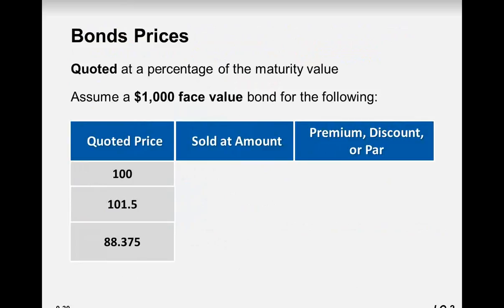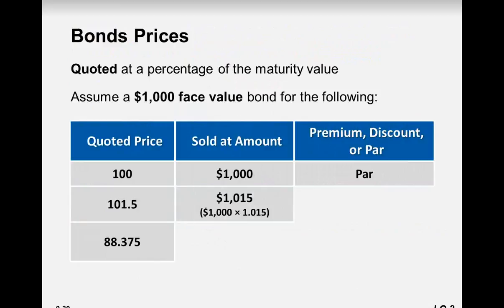Again, we learned in Chapter 8 that bonds have quoted prices. They're quoted at a percentage of their maturity value, or they may be. If we look at a bond that has a $1,000 face value and its quoted price is 100, that means it is sold at $1,000 and it is sold at par. It's sold at face value. If we have a quoted price of 101.5, that bond is going to be sold for 1,000 times 1.015, and that is sold at a premium.